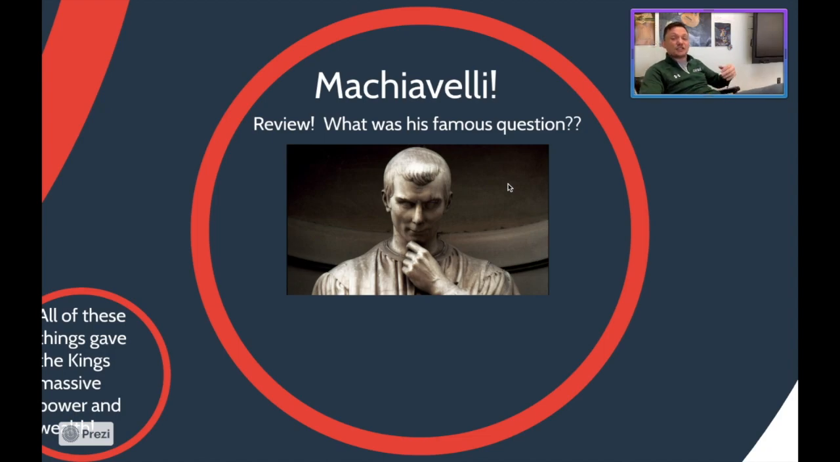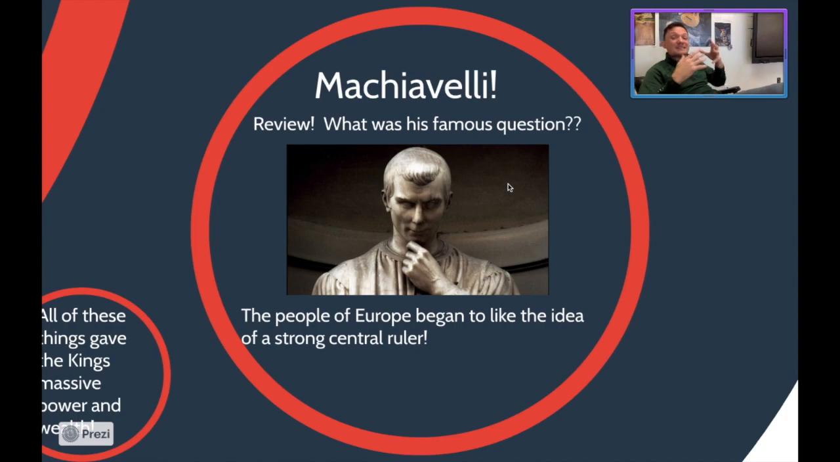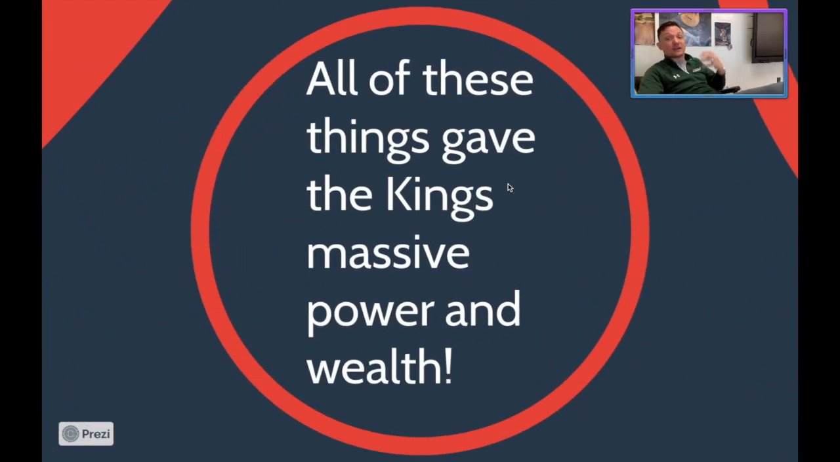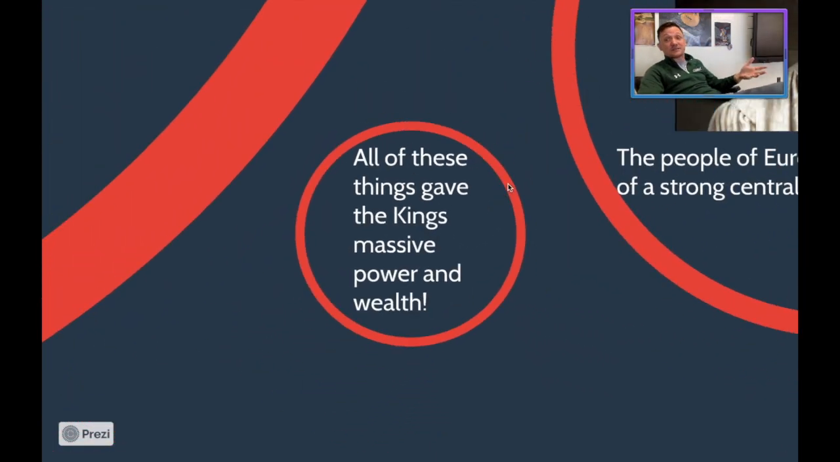So the thing about it in general is Machiavelli advocated for a strong central monarch. He thought the nobles were too powerful, like the Medici. He thought the church was too powerful because he watched literally some friar take over the entirety of Florence and then die, right? So the thing you need to understand is that the people of Europe are beginning to gravitate towards the idea of Machiavelli, towards the idea of a strong central ruler like a king or a queen who leads over everyone else, right? And so all of these things are going to give kings massive power and massive amounts of wealth, right?